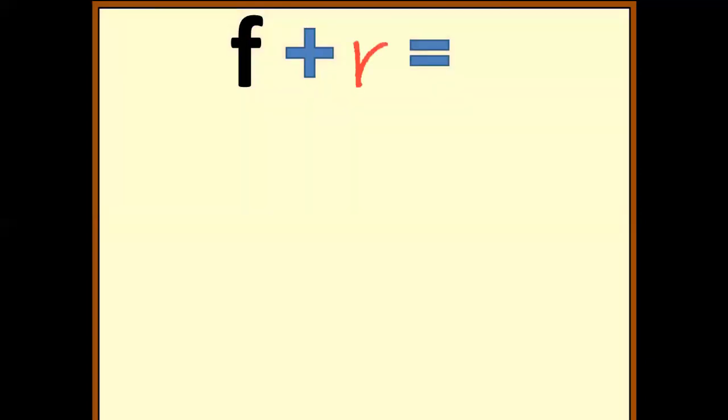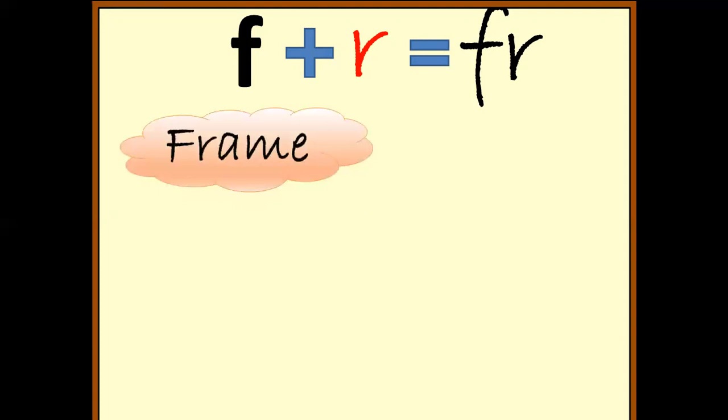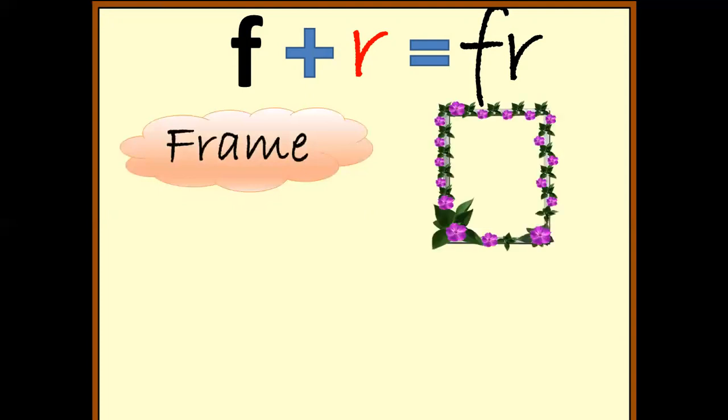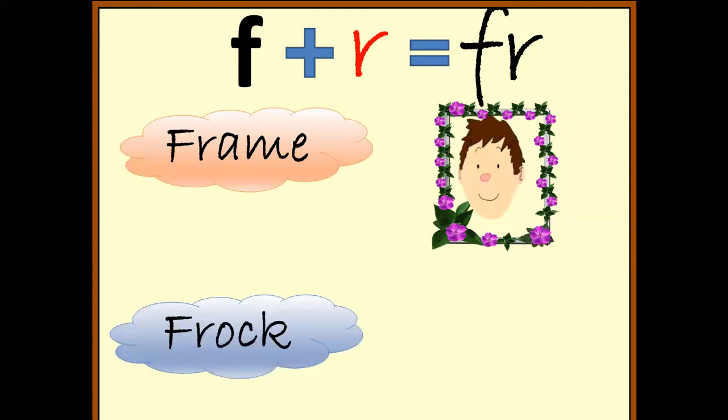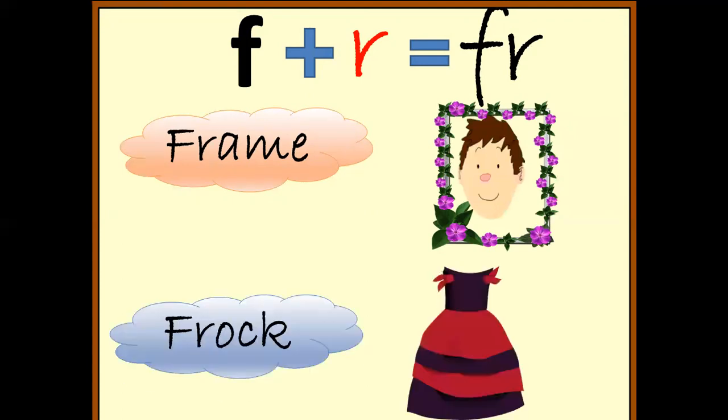What is this? R. R. What is the sound of F? F. And what is the sound of R? R. F, R. Fr. Fr. Frame. Frame. Frame my picture. F, R. Frog. Frog. My lovely frog.